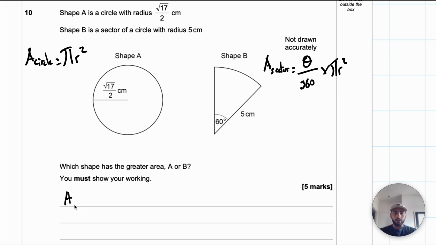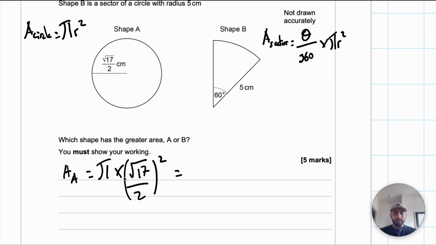So we'll do area of A first, which is pi multiplied by the radius squared, and the radius is root 17 over 2, and that's in brackets squared. We need to simplify this. Let's expand this bracket out first on the side. So I've got root 17 over 2, and because it's squared, it's being multiplied by root 17 over 2. Root 17 times root 17 will give me 17, and 2 times 2 is 4, and multiplying it by pi gives 17 over 4 pi.